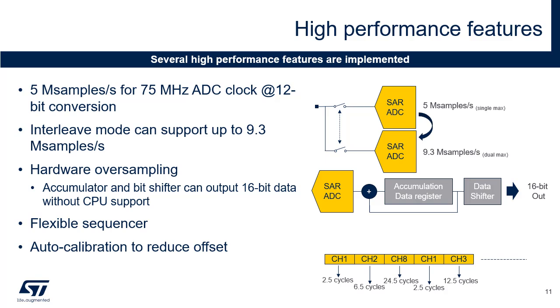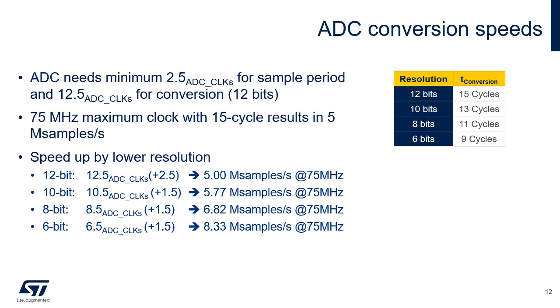The ADC offers an auto-calibration mechanism for the offset. It's advisable to run calibration in the application if the reference voltage changes by more than 10%. The global conversion time is equal to the sampling time plus the conversion time.